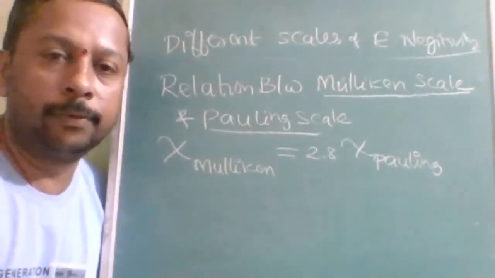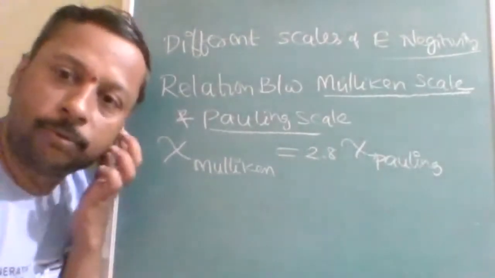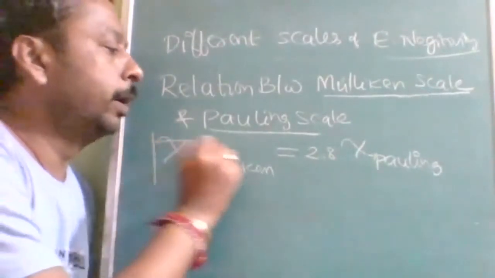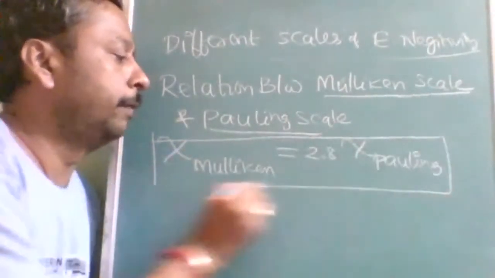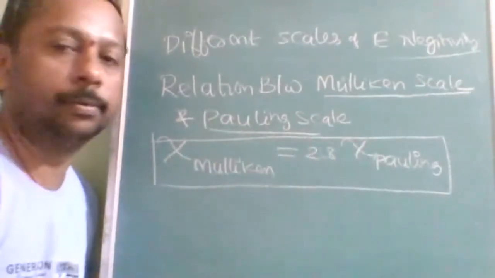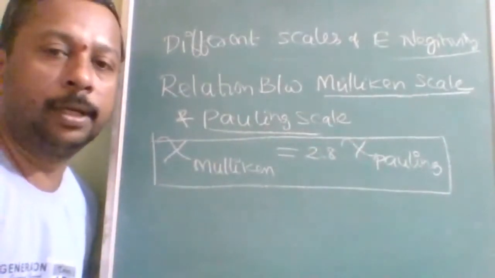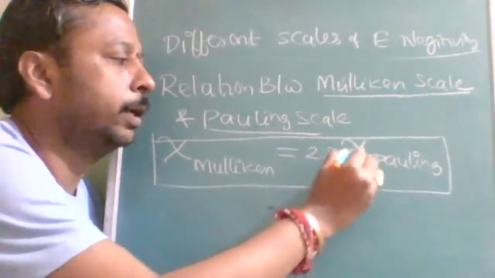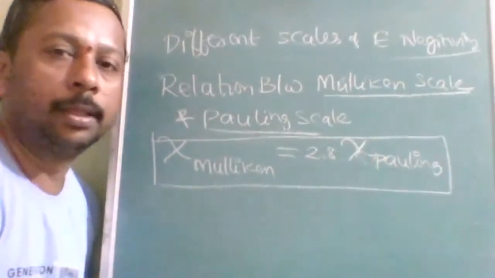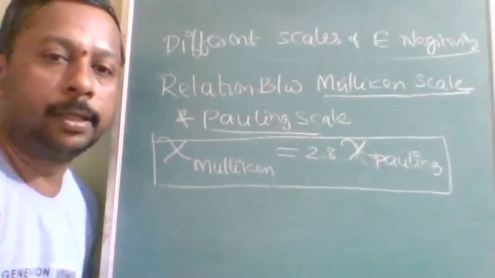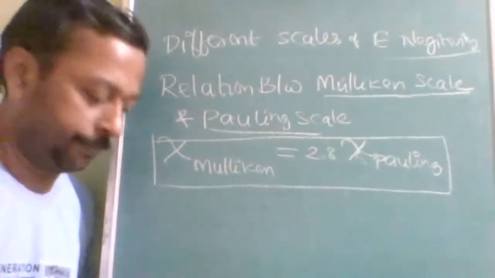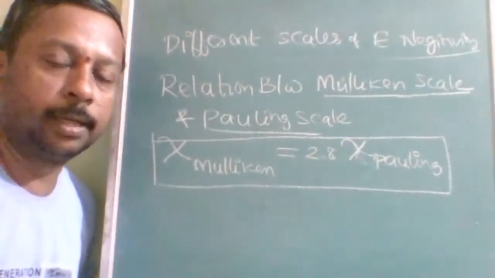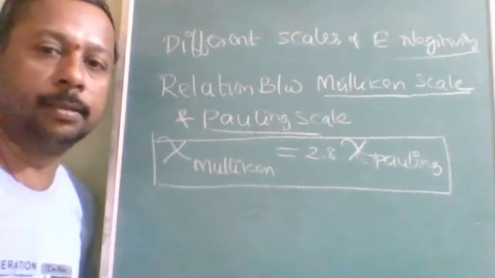Okay, but if you want to convert from one value to another, this is the relation. The Mulliken scale value is always higher than the Pauling value. So 2.8 times the Pauling scale value, whatever we get through the Pauling method, will give the Mulliken scale value. That is, Mulliken is 2.8 times the Pauling scale.